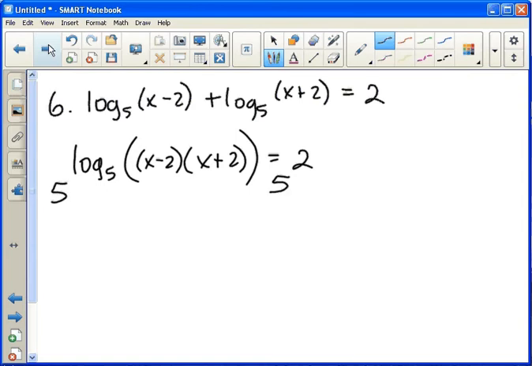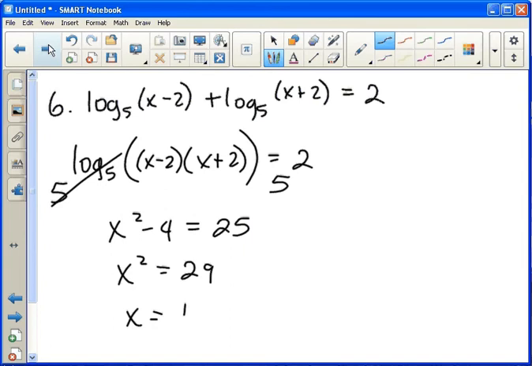Here I'm going to go ahead and FOIL that, get x squared minus 4 equals 25, because 5 squared is 25. I'm going to add 4 to both sides, take the square root of both sides, and get x is equal to plus or minus the square root of 29. Now actually, you can't use the negative one, because you can't use negatives in the logarithm, so we're just going to have the positive version here.